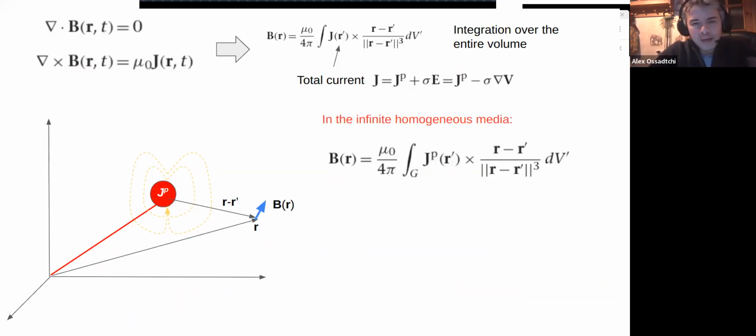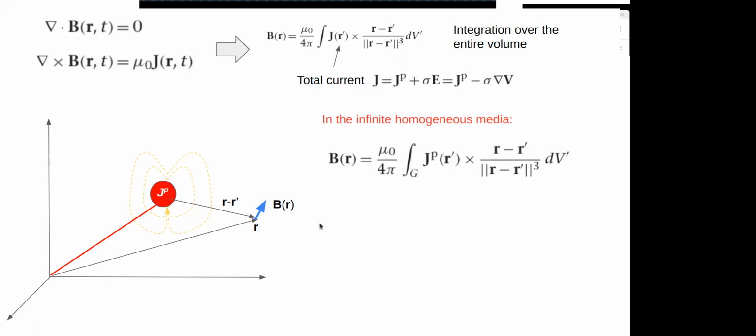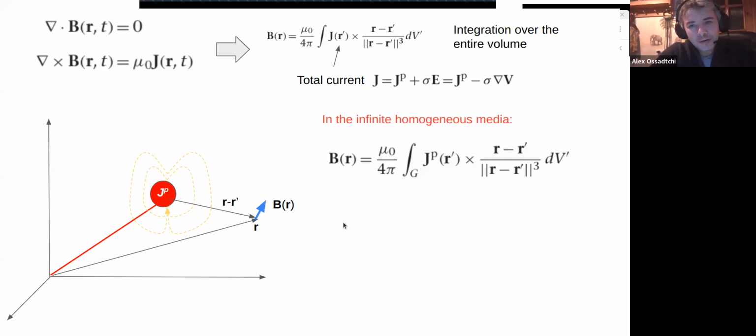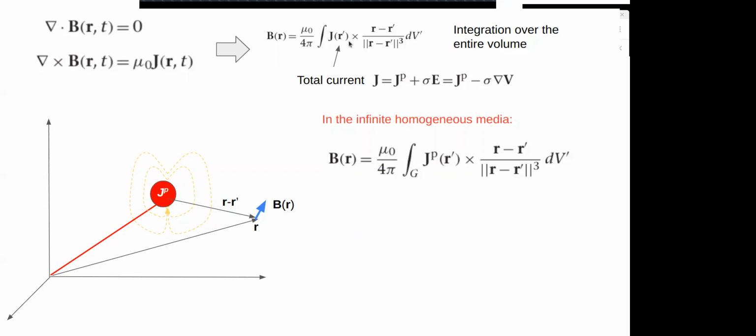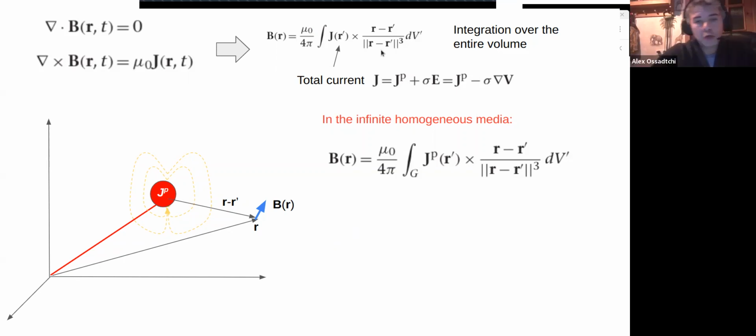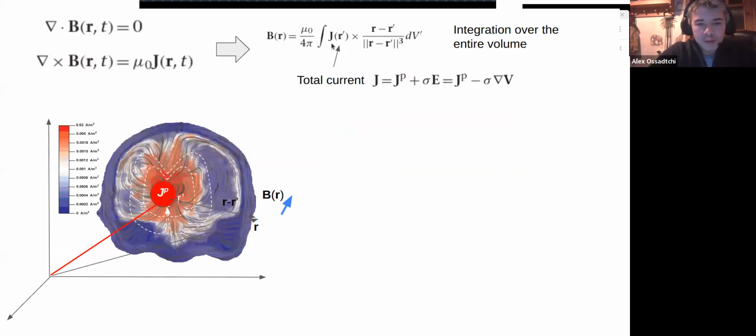So then you can... Excuse me, can I ask a question? Yeah, go ahead, please. Again, about this difference between integration over the entire volume and in infinite homogeneous media. We're changing the area of integration. In the second case we have G, but in the first case, what are we integrating over? For example, our volume dV prime is identical in both cases, above and below. It's the same. Well, no. See, in the first integral, here on the top, right?